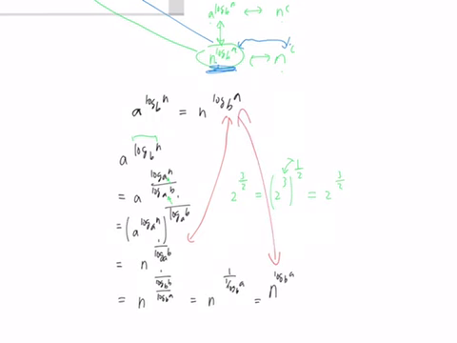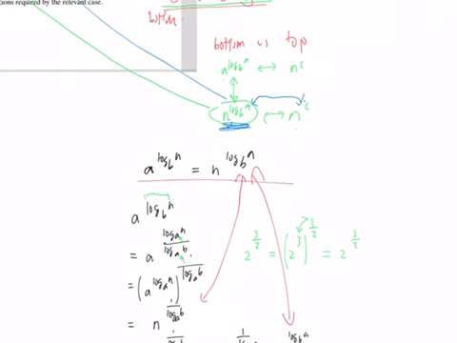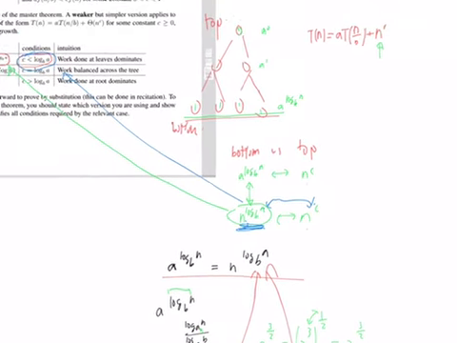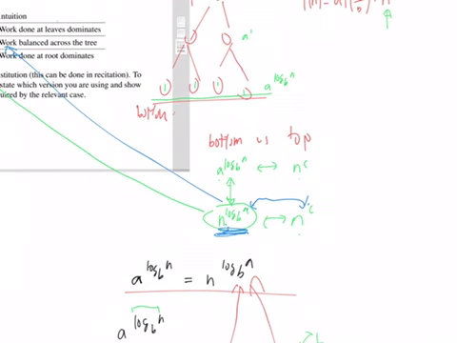So yeah, that's a proof of why a to the log b of n is n to the log b of a. And we go through that trouble so it's easy to compare the work done at the bottom with the work done at the top. Great.